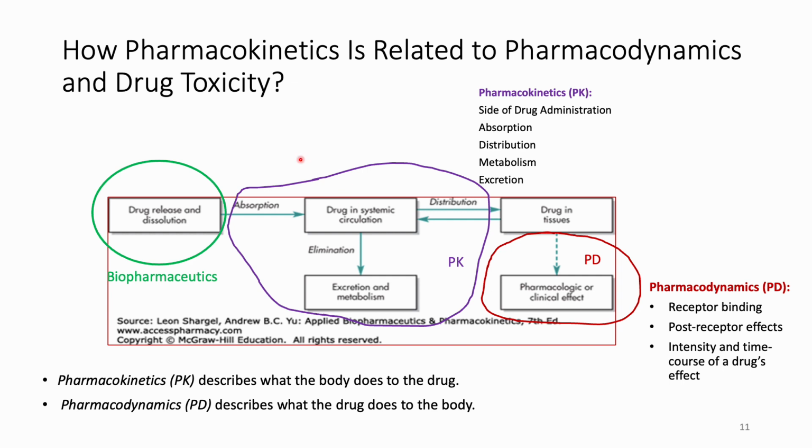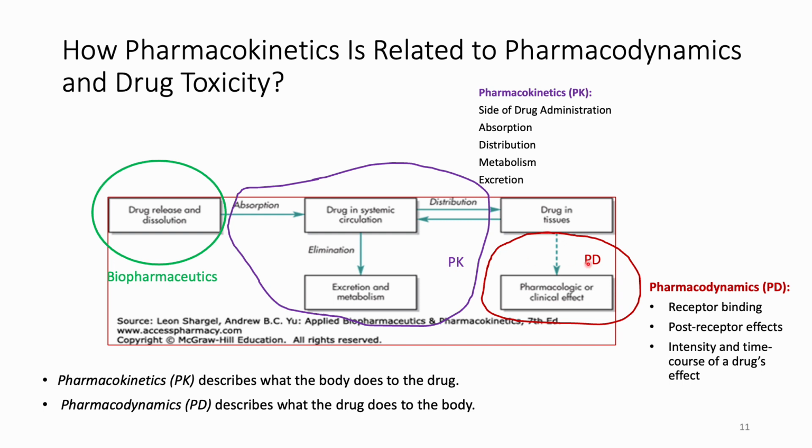How is pharmacokinetics related to pharmacodynamics and drug toxicity? Pharmacokinetics is to study how the body acts on the drug, what the body does to the drug. Pharmacokinetics studies the drug absorption, distribution, metabolism, and excretion. Pharmacodynamics is to study or describe what the drug does to the body. This means how the drug can generate the pharmacologic effect or clinical effect in the body.